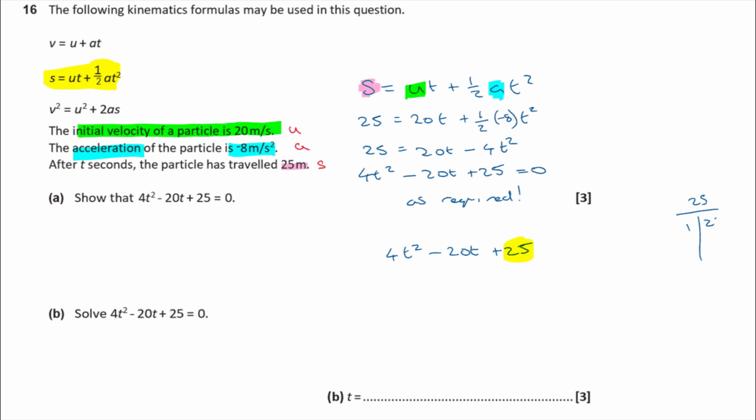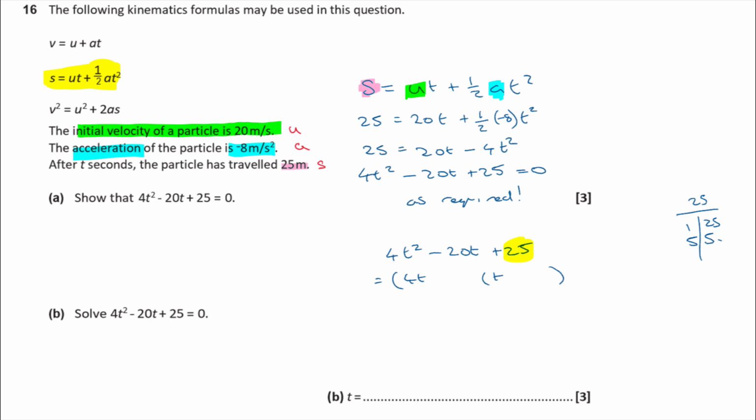You've got 1 and 25, or you've got 5 and 5, haven't you? They're the only options you've got there. Are any of those going to deliver me minus 20 in the middle? Well, maybe, because I remember I've got a 4 at the beginning as well, so it's not quite as simple as that, because we could have a 4t and a t, or a 2t and 2t. So is there a way of putting 5 and 5 or 1 and 25 in here and delivering 20 in the middle? It's not going to work with 4t and t. I was just trying 5 and 5, or 25 and 1, and it doesn't work out.